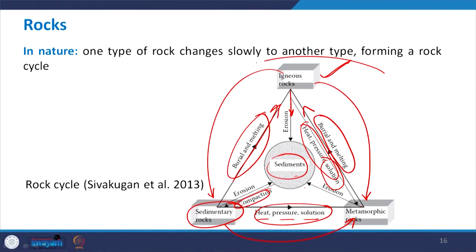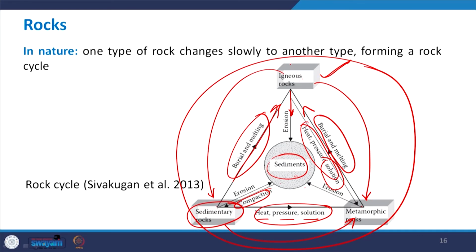So, basically all of these form a big cycle which is the rock cycle. Why are we calling this a cycle? Because one rock gets converted to another rock, and that other rock can again get back to the previous type of rock, and therefore it completes the cycle. So, this is what is called the rock cycle.